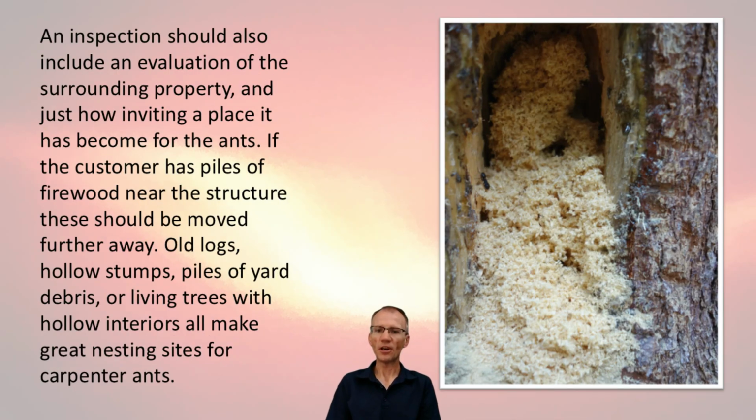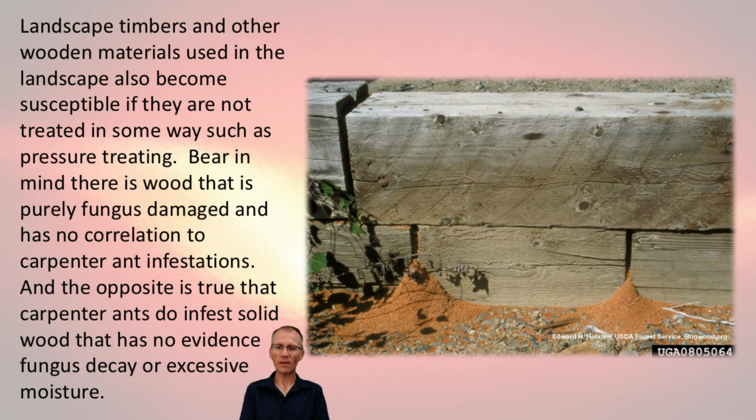An inspection should also include an evaluation of the surrounding property and just how inviting a place it has become for the ants. If the customer has piles of firewood near the structure, these should be moved further away. Old logs, hollow stumps, piles of yard debris, or living trees with hollow interiors all make great nesting sites for carpenter ants. Landscape timbers and other wooden materials used in the landscape also become susceptible if they are not treated in some way, such as pressure treating. Bear in mind, there is wood that is purely fungus damaged and has no correlation to carpenter ant infestations.